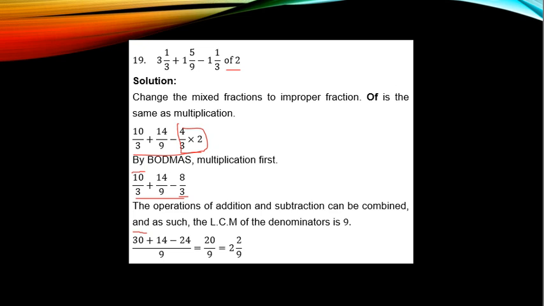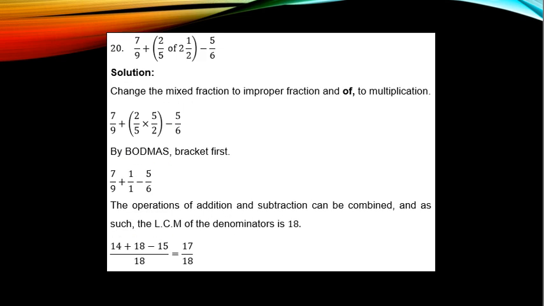Alright, so the denominator 9 divided by this 3, you have 3. 3 times 8 is 24. So you have 30 plus 14 minus 24 all over 9. If you add first, you have 44 minus 24 is 20 over 9. If you convert to mixed fraction, you have 2 whole number 2 all over 9.